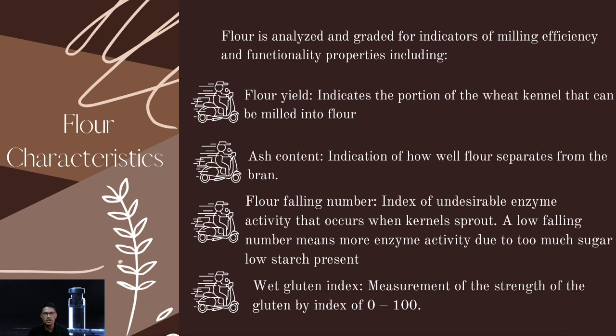The third one is the flour falling number, which is an index of undesirable enzyme activity that occurs when kernels sprout. Starch provides the supporting structure of bread, so high activity results in sticky dough and poor texture in the finished product. Lastly, the wet gluten index is a measurement of the strength of the gluten, from 0, which is the weakest, to 100, which is the strongest.